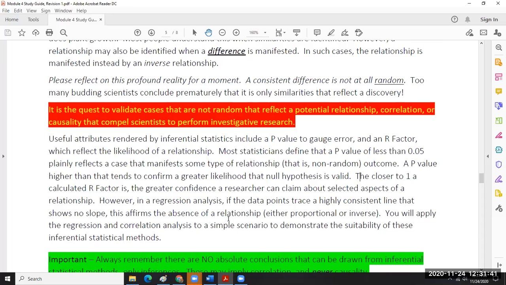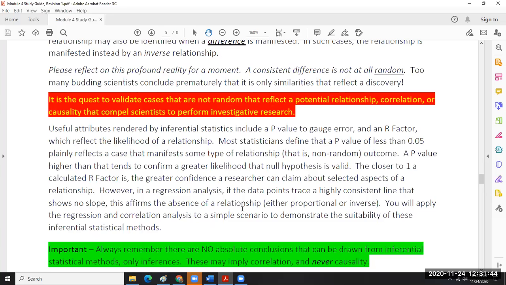But the other thing that we want to call out is the slope. So if there's no slope, then that affirms the absence of a relationship, either proportional or inverse. So again, I'm oversimplifying, but I just wanted to give you some quick details about some of the statistical methods.